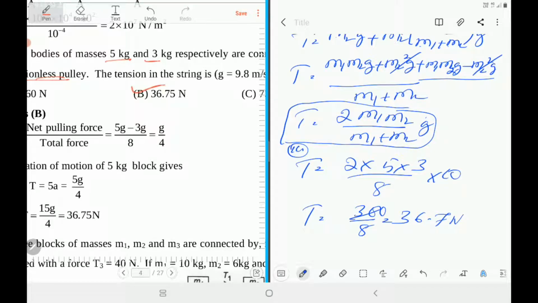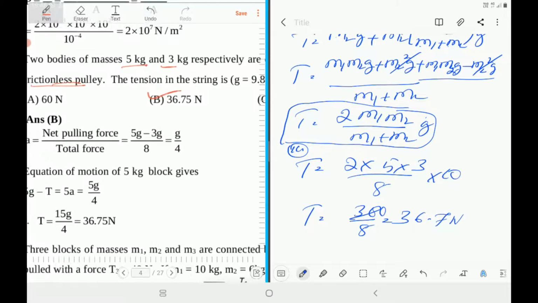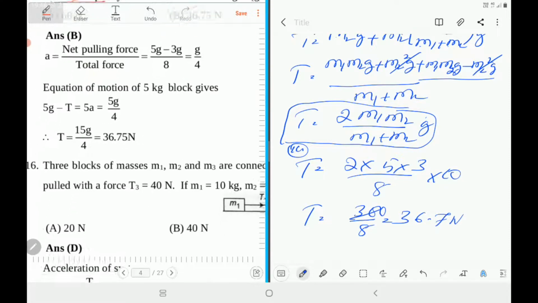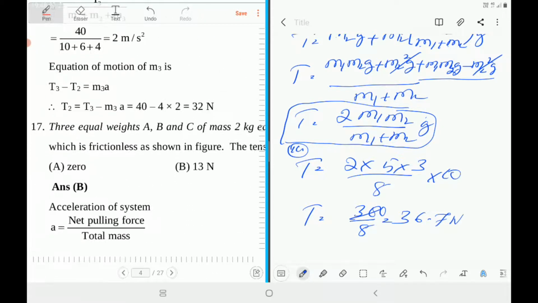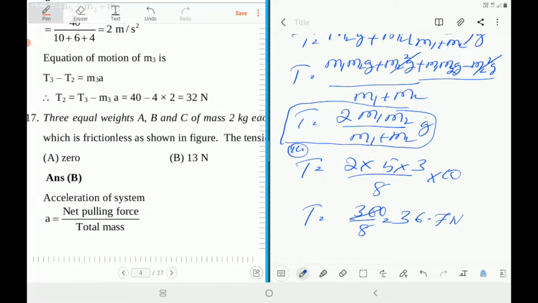You need not take 9.8. You just use 10. Search for the nearest value in the options. That is 36, right? So very simple one. Now we'll see one more of the same kind. That is problem number 17, students.